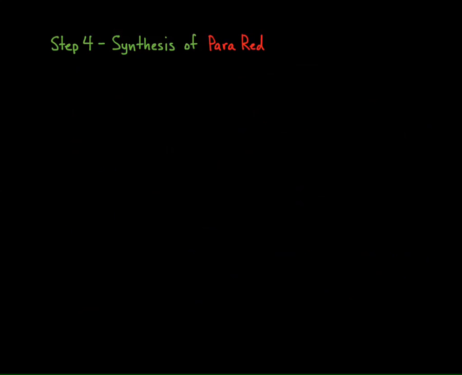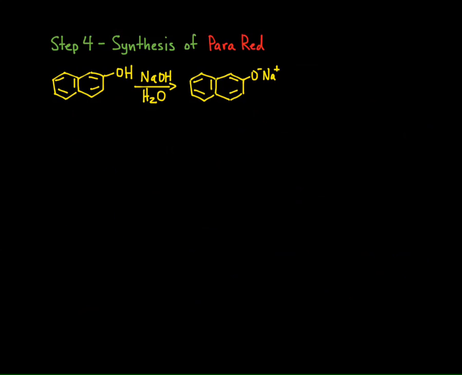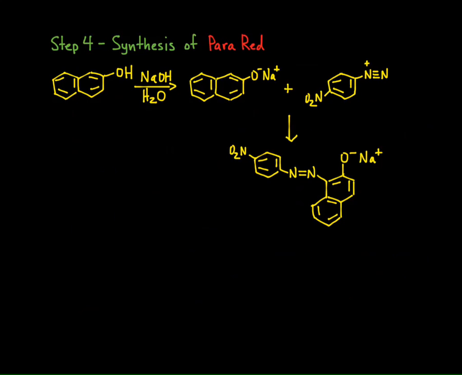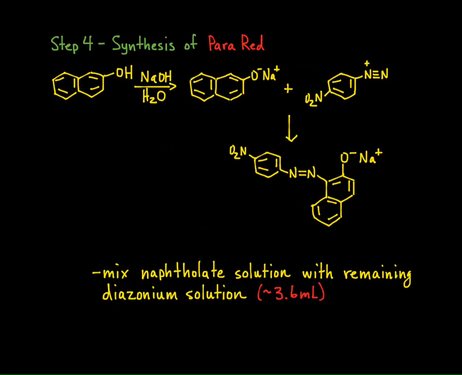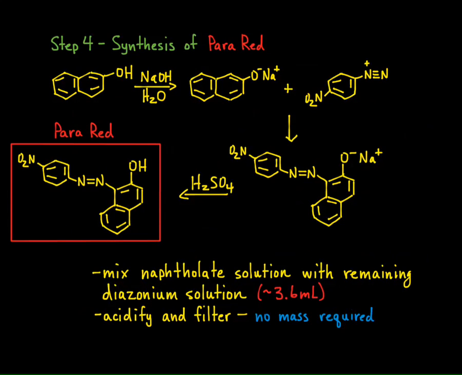In the 4th step, you will actually be isolating para red as a solid. The first part involves formation of sodium naphthalate in a manner similar to step 3. You will add the solution to the remaining 3.6 milliliters of the diazonium solution to yield a salt, which, upon neutralization with sulfuric acid, yields the solid para red, which you can filter. Because the solid will be extremely wet, there is no need to obtain a mass.